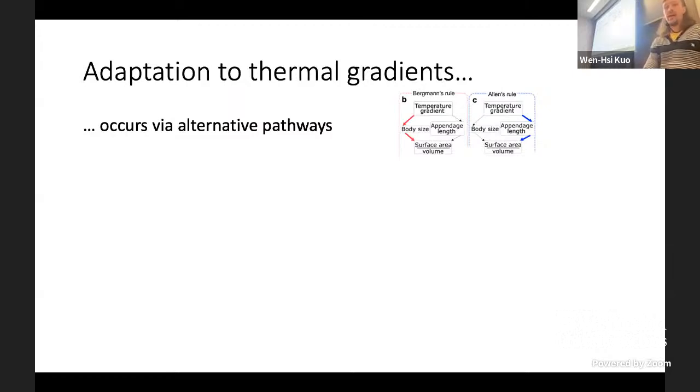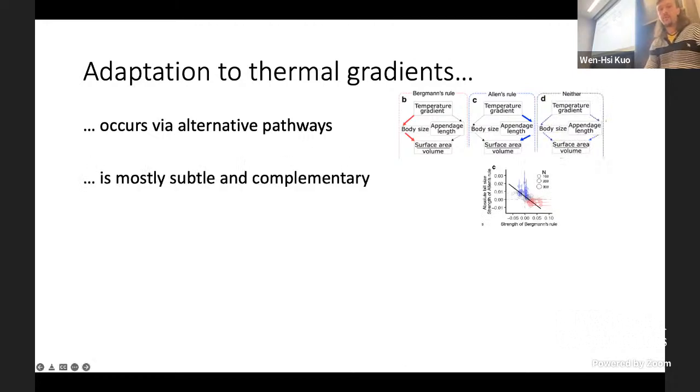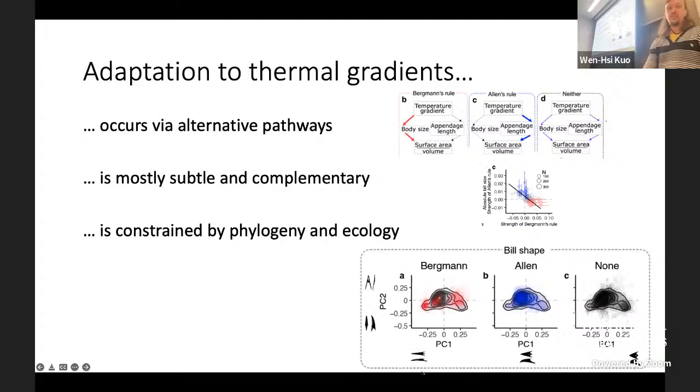So overall, I hope I've shown today that adaptation to thermal gradients can occur via alternative pathways, right? We don't have to always just be testing conformity to Bachmann's or Allen's rule in isolation. But mostly, we see that adaptation to thermal gradients is subtle and complementary, right? The adaptation is multidimensional. And last, I've shown that the process of adaptation to thermal gradients can be constrained in predictable ways by both phylogeny and ecology, right? So when we know something about what a family of birds is like, we can predict what mode of response they're going to show, right?